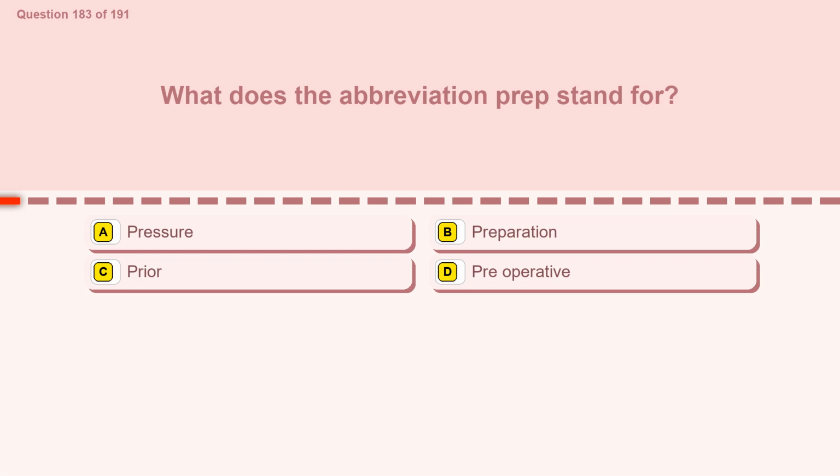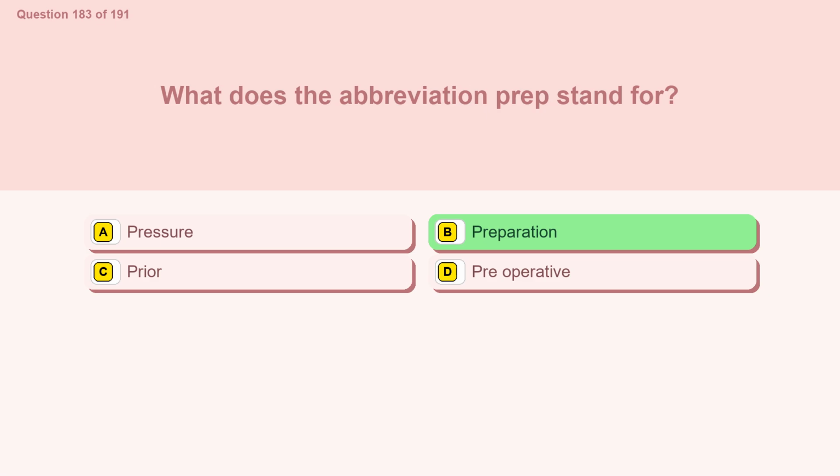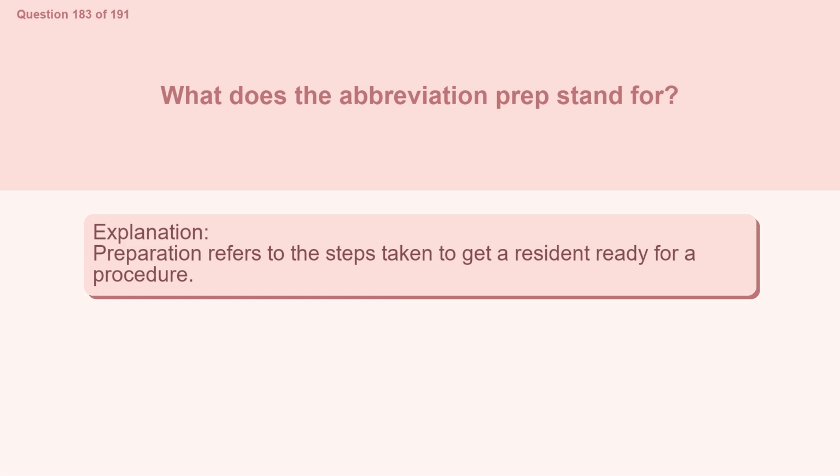Question 183. What does the abbreviation PrEP stand for? Option A, pressure. Option B, preparation. Option C, prior. Option D, preoperative. The correct answer is option B, preparation. Preparation refers to the steps taken to get a resident ready for a procedure.